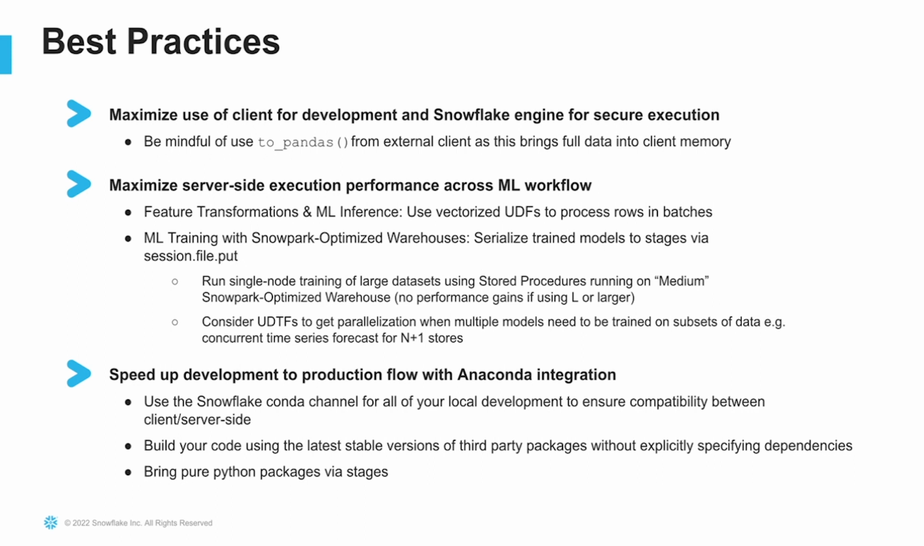When running memory-intensive tasks such as ML training, leverage the new Snowpark-optimized warehouses. When running single model training over large data sets, we recommend using a stored procedure and using a medium Snowpark-optimized warehouse, as stored proc execution is bound to a single node. So using a larger instance will not necessarily yield additional performance gains. Consider using UDTFs to get parallelization when multiple models need to be trained on subsets of data. A good example of this is the demo we just saw where we ran concurrent time series forecasts.